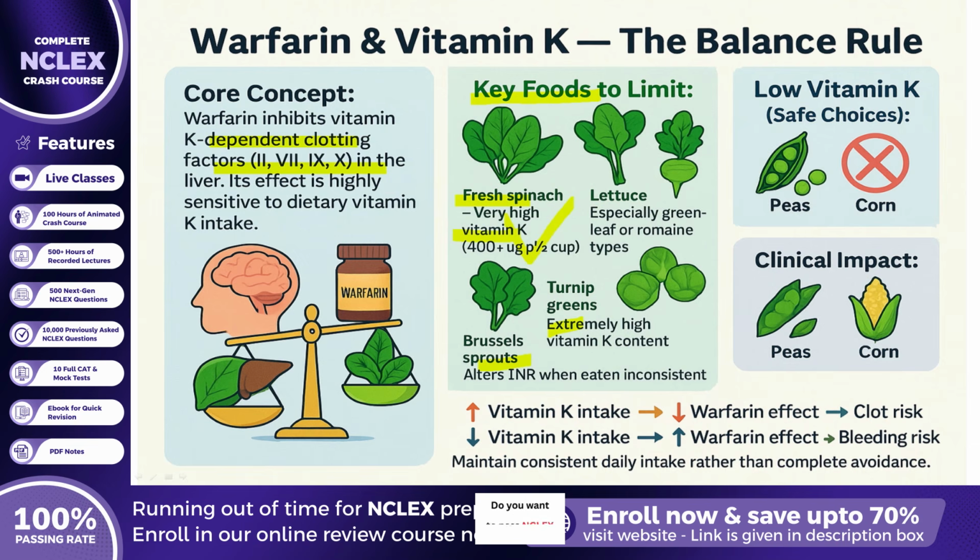On the other hand, peas are incorrect because they have minimal vitamin K content and are generally safe. Corn is also incorrect since it has negligible amounts of vitamin K and does not influence Warfarin metabolism.